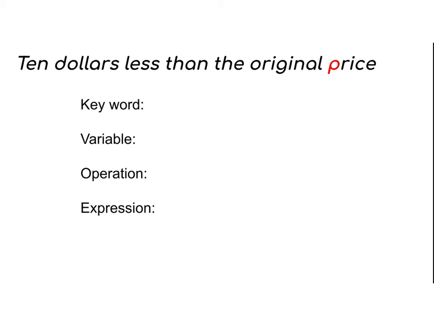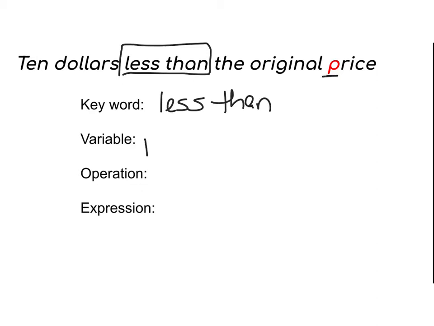So here it reads $10 less than the original price. So the keyword is less than. So I'm going to go ahead and write that, less than. The variable, like I said, it's a different color, so I'm going to go ahead and put P for the variable. And remember, it doesn't have to be only X or Y, and it could be any other letter.